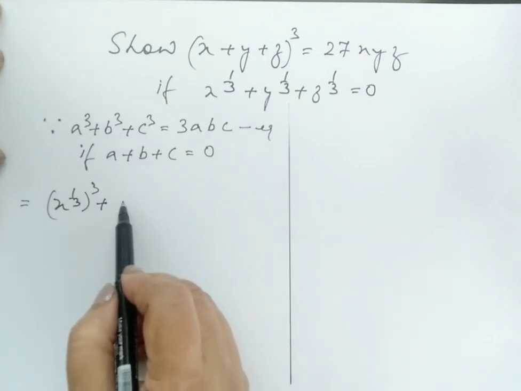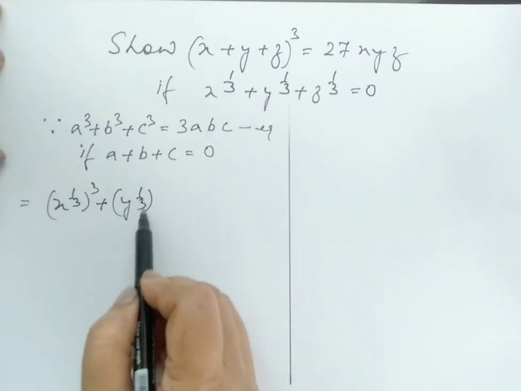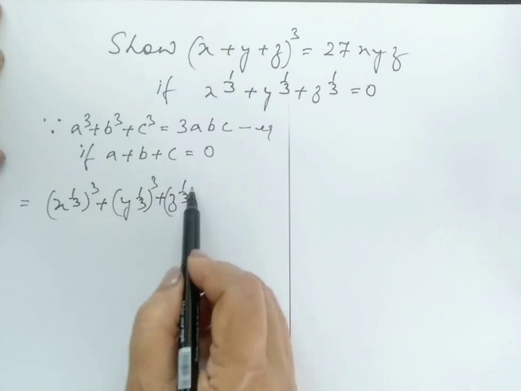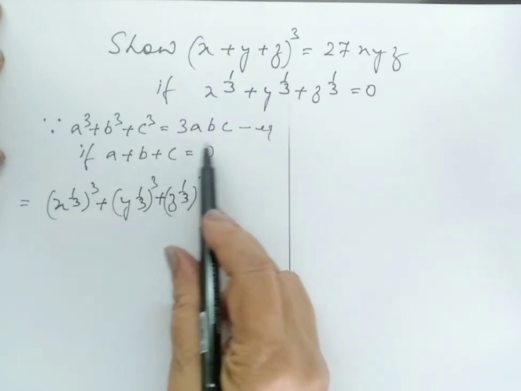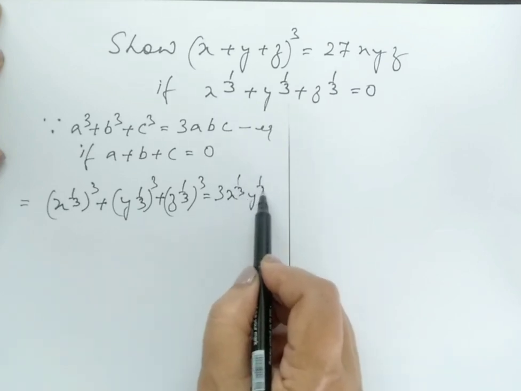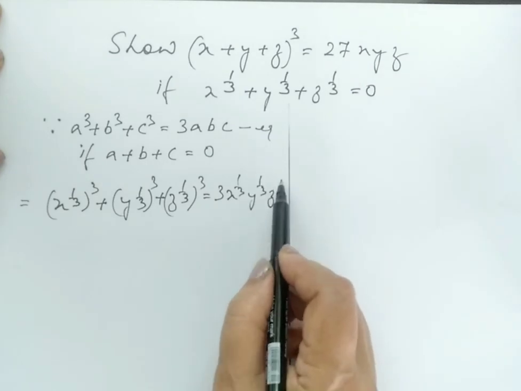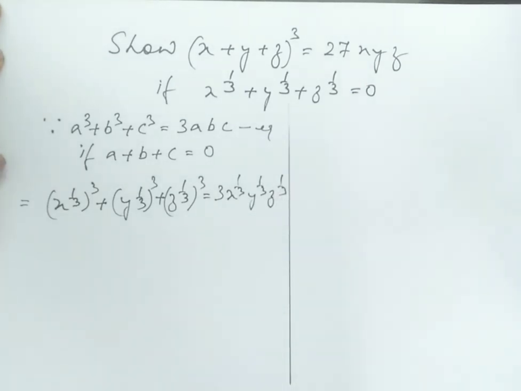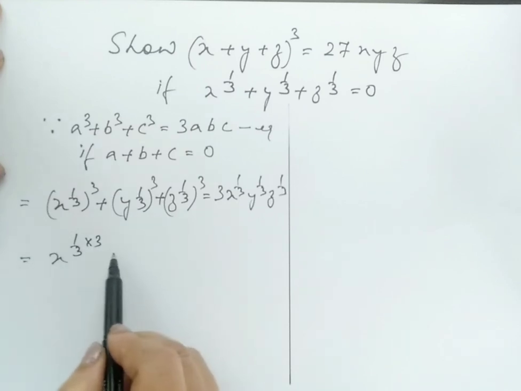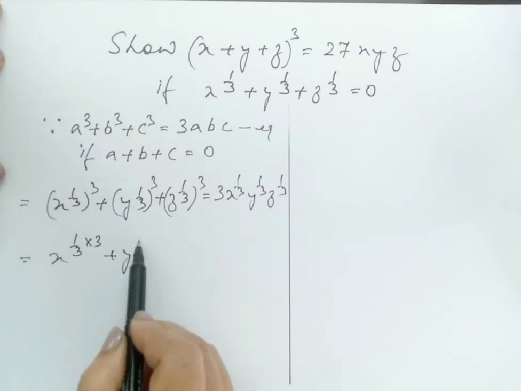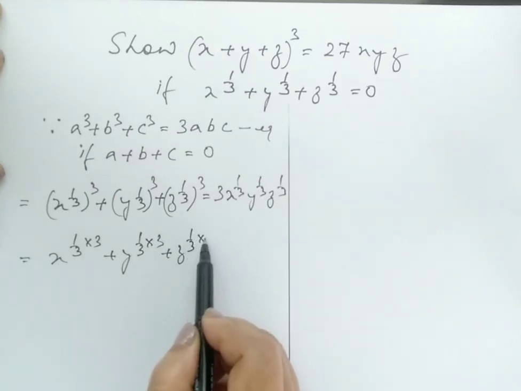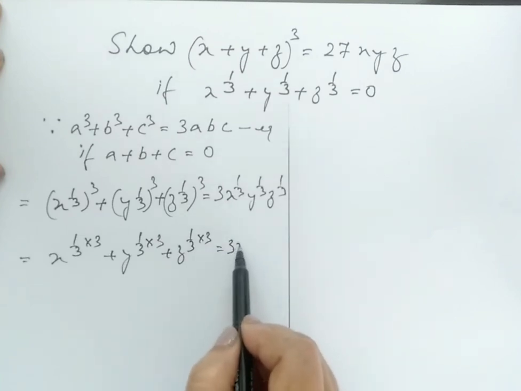This is our b and z to the power 1/3 is c, cube, which will be equal to 3abc, 3 x 1/3, y 1/3, and z 1/3. Got it? Let's simplify further. x 1/3 multiplied by 3 plus y 1/3 multiplied by 3 plus z 1/3 multiplied by 3, and this will be same.